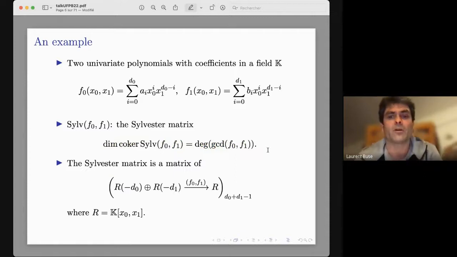If you think about what the Sylvester matrix is, it is actually a graded component of this map. Here R is the polynomial ring in two variables x0, x1 over any field K, an algebraically closed field, for instance.